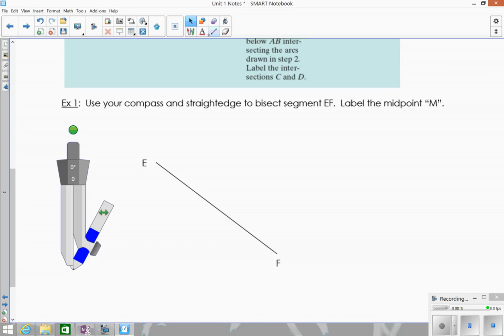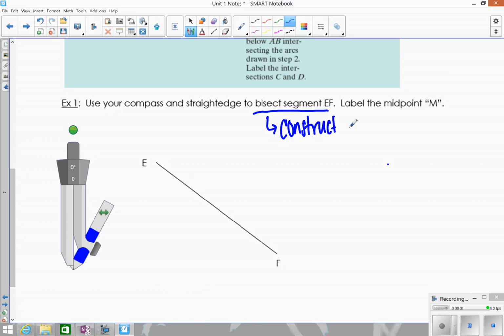Now notice it doesn't say perpendicular bisector, but the only way that you're going to be able to bisect a segment is just going to be to construct the perpendicular bisector. So you're actually going to do more than what you have to, but that's the only way to bisect. So really, whenever you see bisect or perpendicular bisector, it means construct the perpendicular bisector of EF.